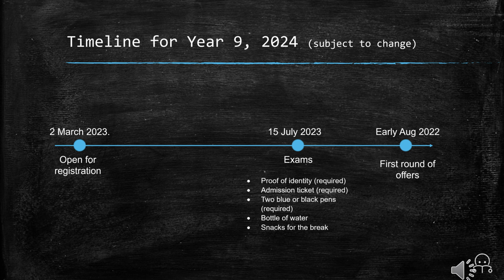A couple of more important points here. Exam day checklist. Please take these items to the exams. Proof of identity, which is required. The admission ticket, and this is also required. 2 blue or black pens, required. An optional bottle of water, snacks for the break.